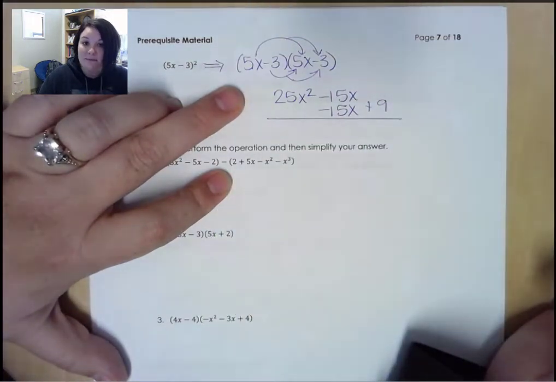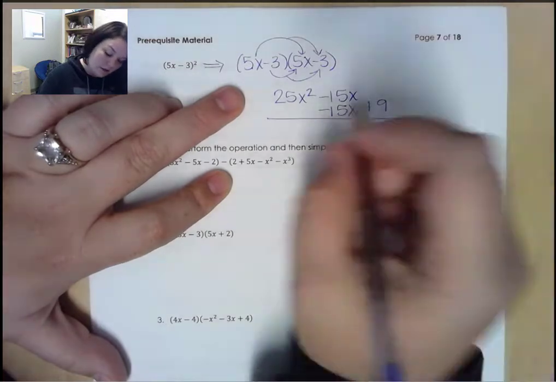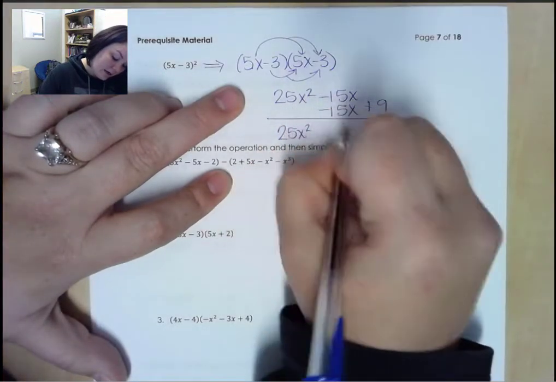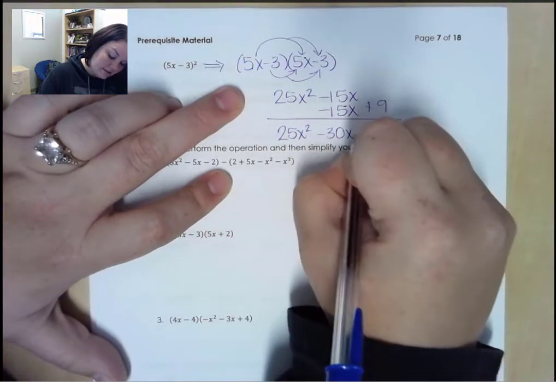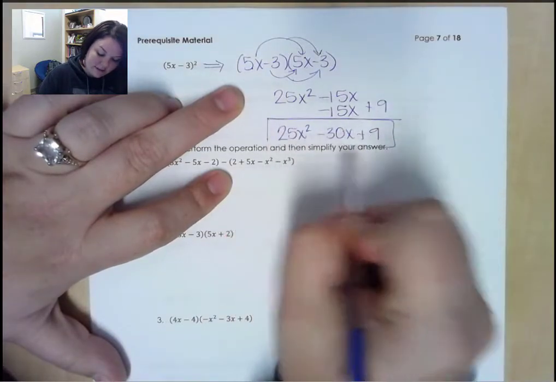So I'm just going to combine my like terms now that I have it all multiplied out, which gives me 25x squared minus 30x plus 9. And I just leave it like that.